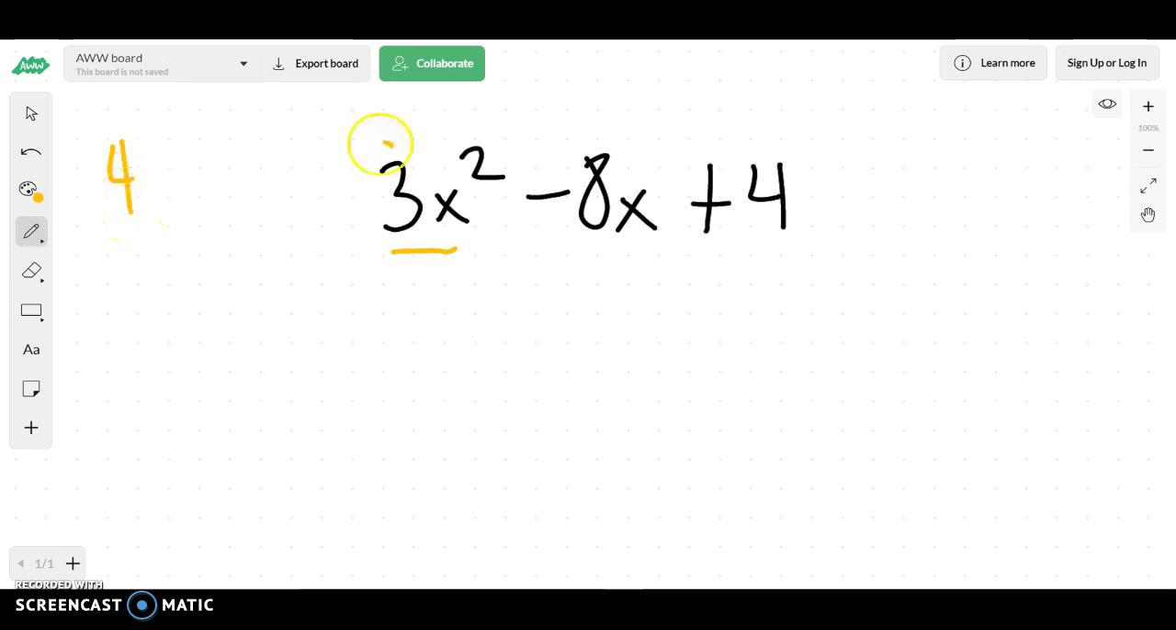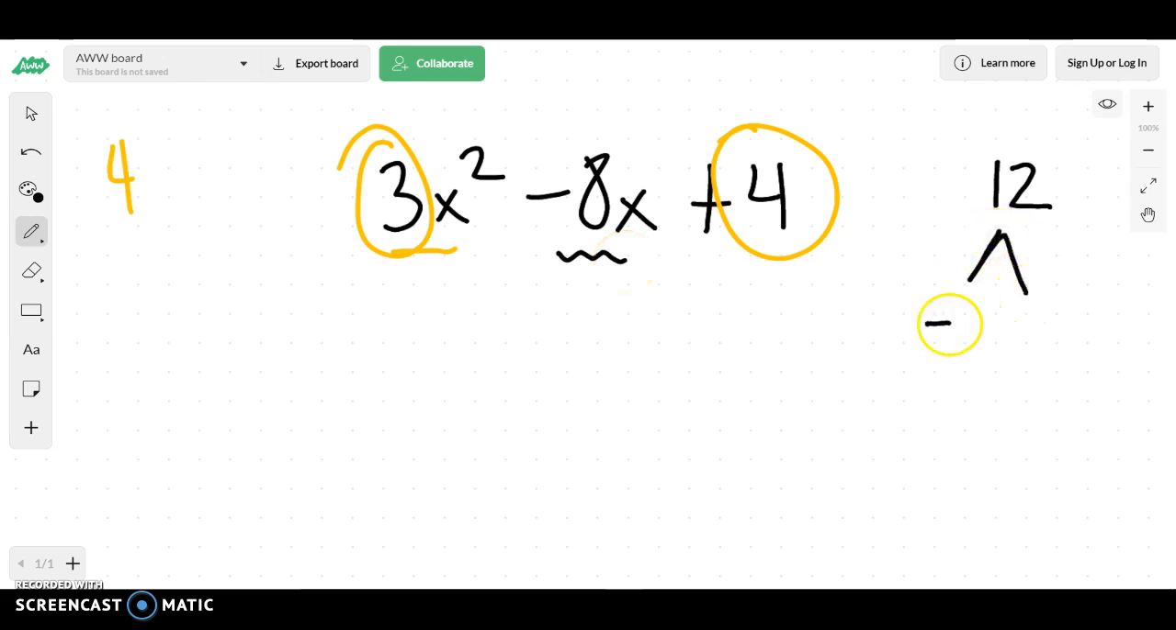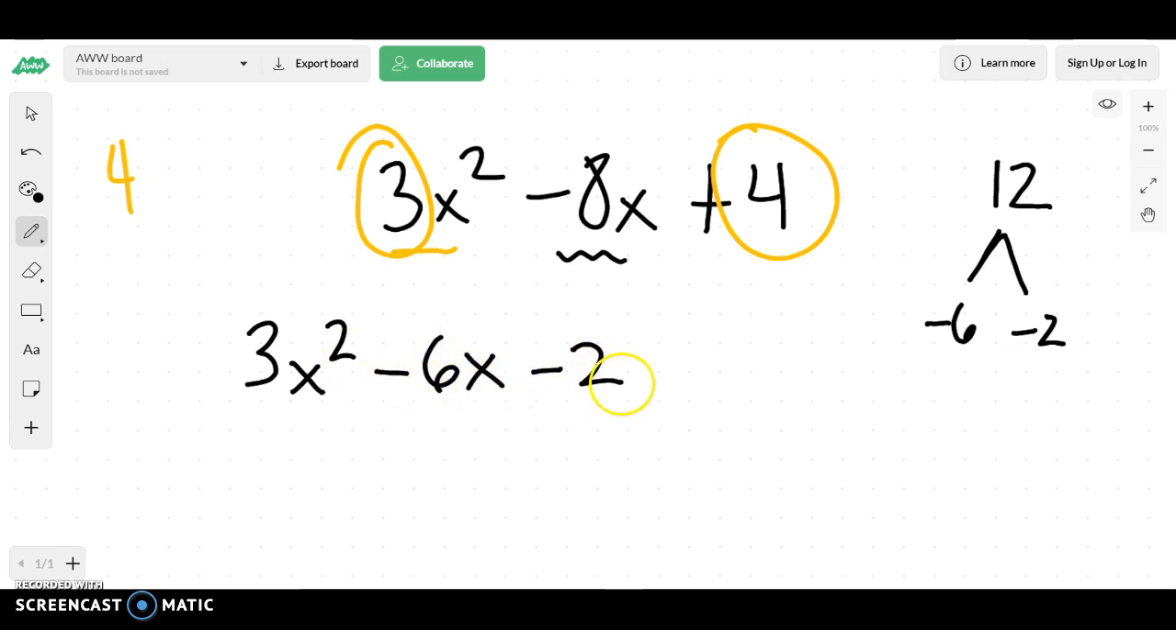So what we're going to do is take this first number and this last number and multiply them together. That's going to give us 12. Then we think what multiplies together to give us 12 and adds together to give us negative 8. The numbers for that would be negative 6 and negative 2. So now we'll just replace. We'll have 3x squared minus 6x minus 2x plus 4.